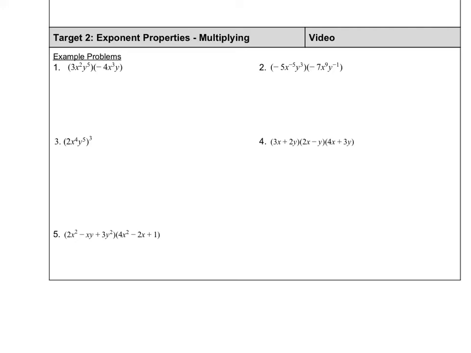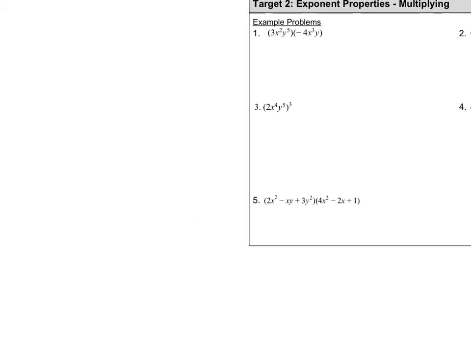Mr. D here, and in this video we're going to continue on our Unit 3 party, talking about exponents and polynomials. In this video we're going to cover exponent properties, specifically multiplying them. Now there's a few properties we need to be aware of, so I'm just going to make up some examples over here.